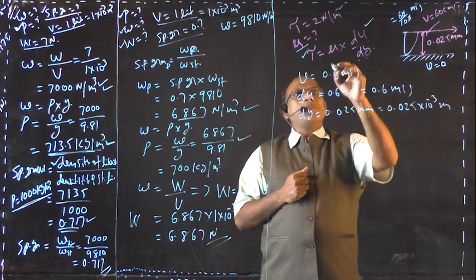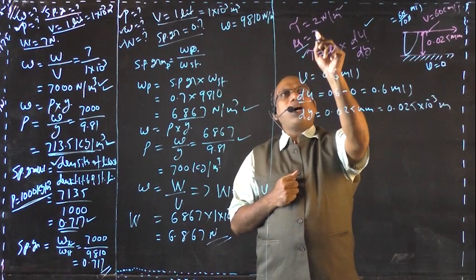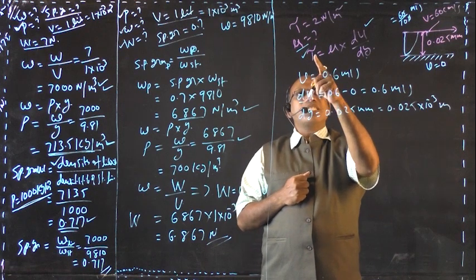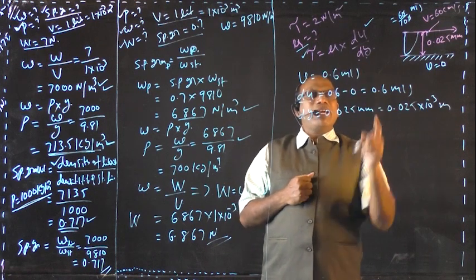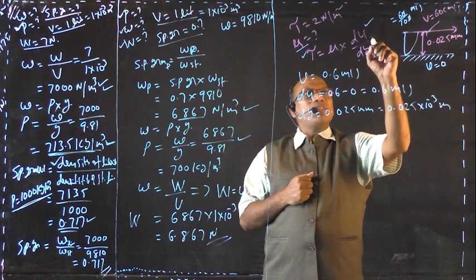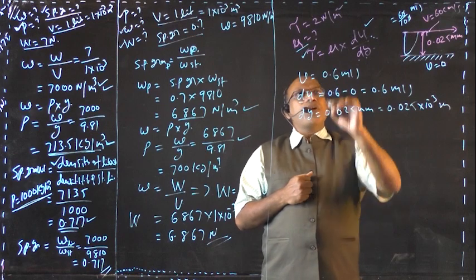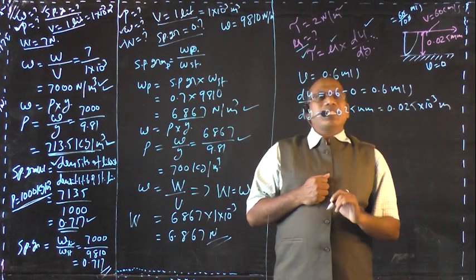Now we want to determine the viscosity of the fluid. We know one standard formula: shear stress tau is equal to mu times du by dy. I have derived this formula in the earlier class. Based on this equation, we are going to determine the viscosity of the fluid.